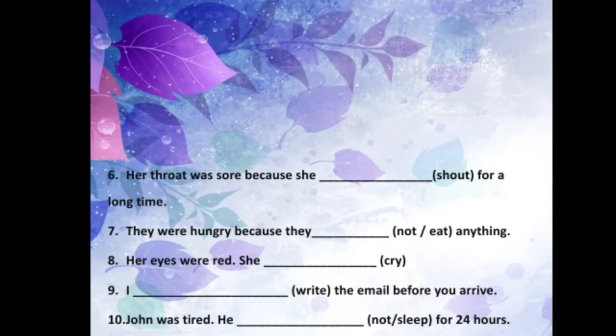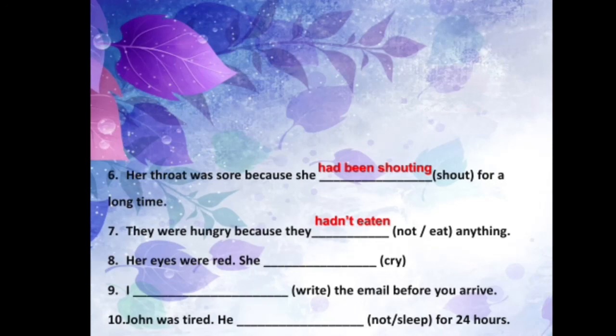Let's check together. Number 6, excellent. It's had been shouting. For a long time, I have here a time expression or some words to express the meaning. For a long time, so it's going to be continuous. Number 7, they were hungry because they anything. Did it take a long time? No. So it's going to be hadn't eaten. Her eyes were red. She cried. Great, had been crying. She took a long time, so the result, her eyes were red.